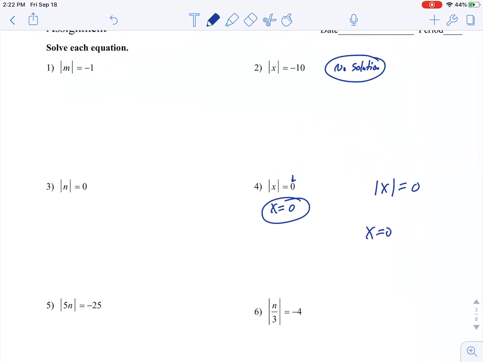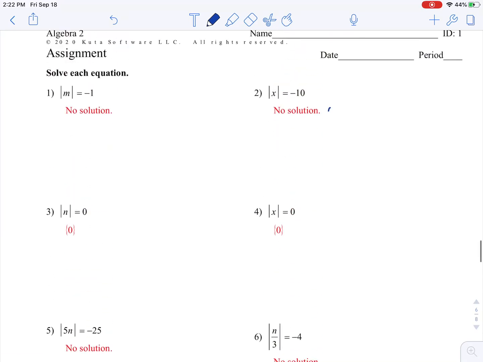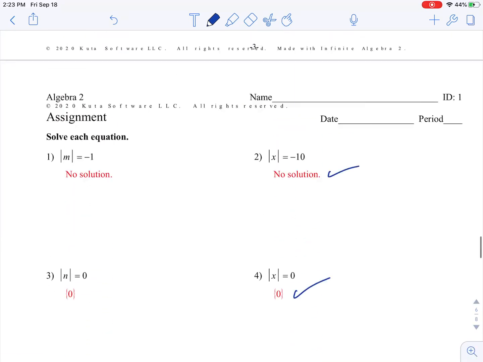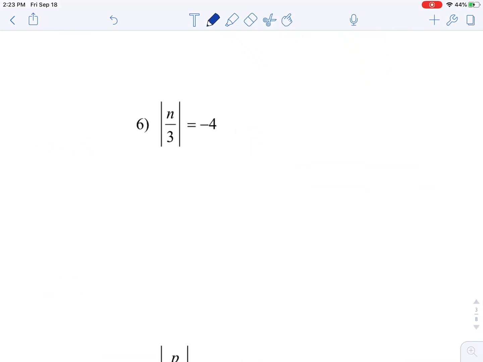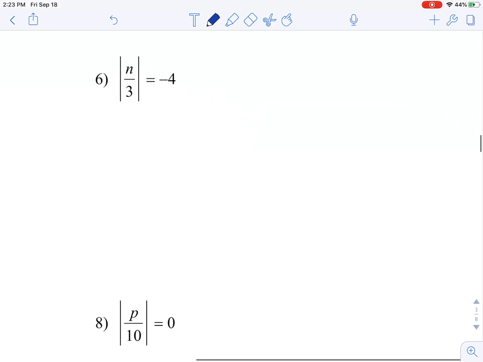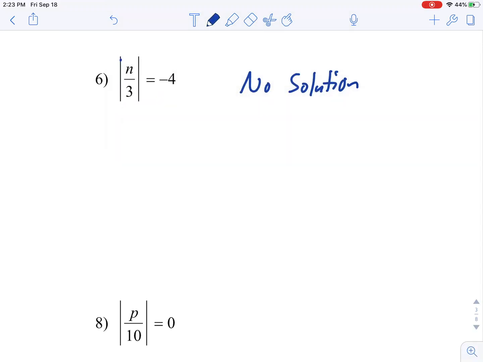All right, let me be consistent. Go scroll down and check these two answers just so you know I'm not making mistakes. No solution, 0. All right, let's come back up here. Number 6. Absolute value of n over 3 equals -4. Once again, we have an absolute value equals a negative number, so you can simply write no solution and move on with life. You could do what I did before, where you split it up and try to work it out and then check your answer, but it's not going to work. Nothing will give you a -4.